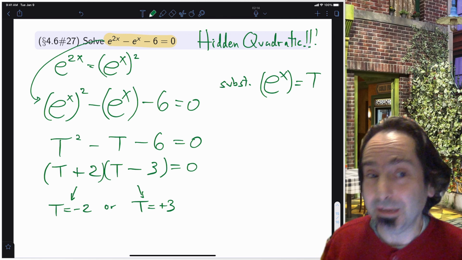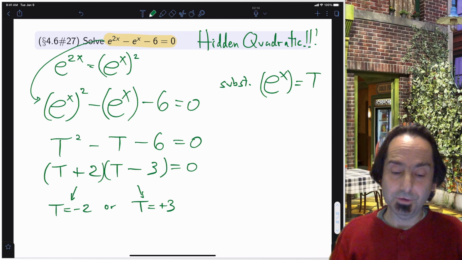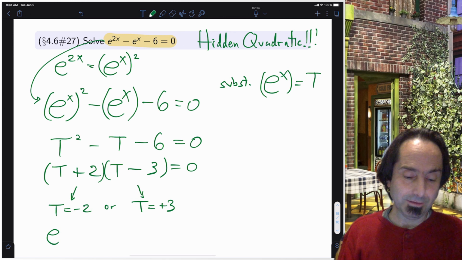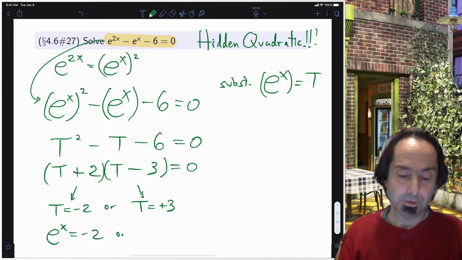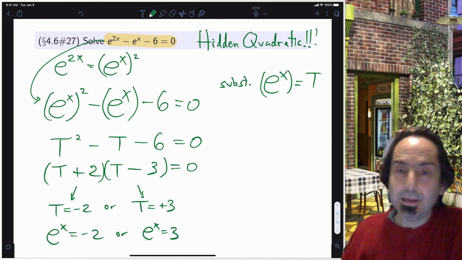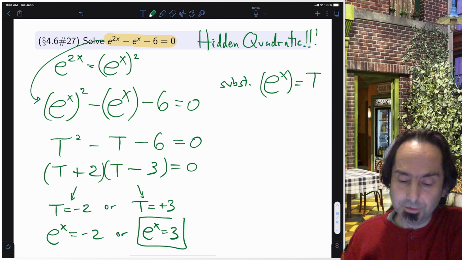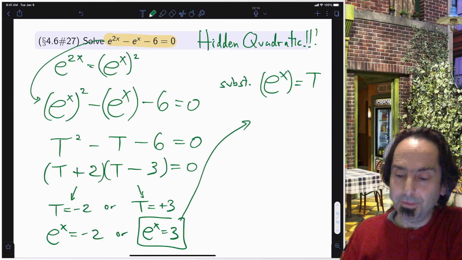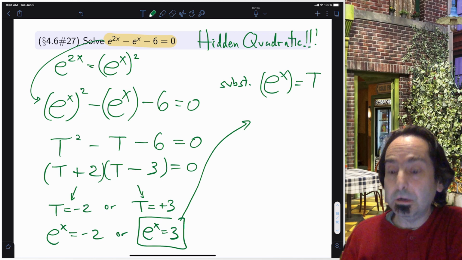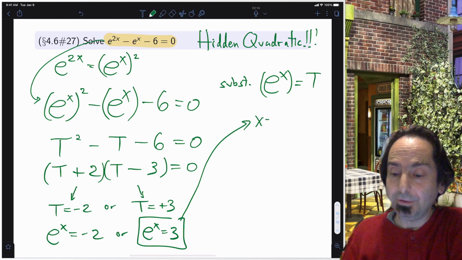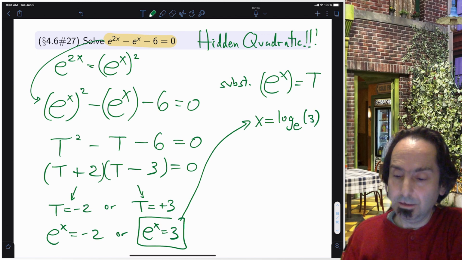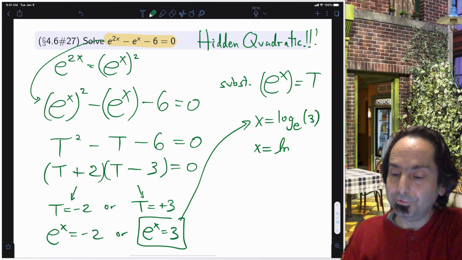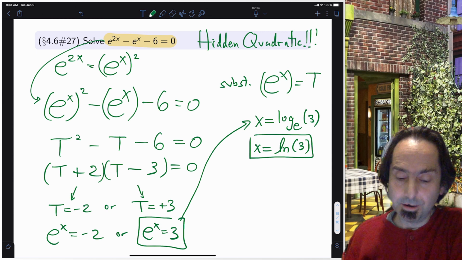Those aren't the answers yet because we did a substitution, and we have to undo the substitution. This means e to the x is negative 2, or e to the x is 3. And this second one, that's fine. Let's just change that to log form. x equals log base e of 3, or you can say x equals the natural log of 3. That's the answer from there.